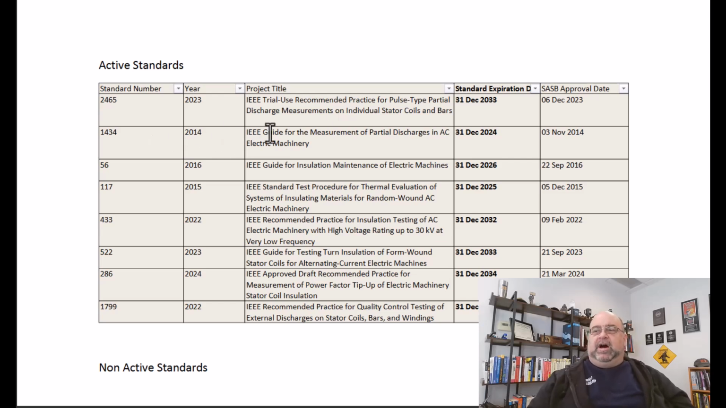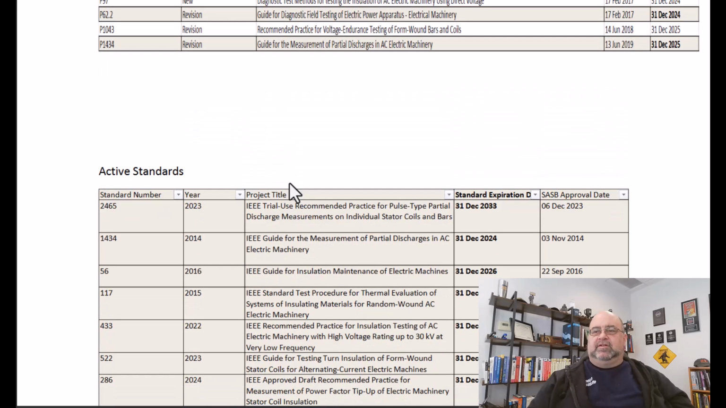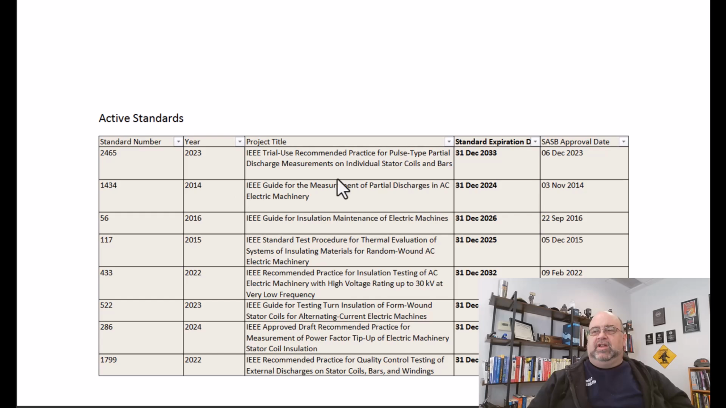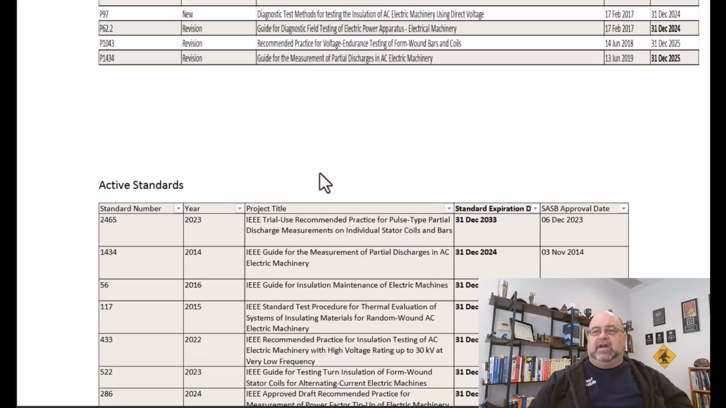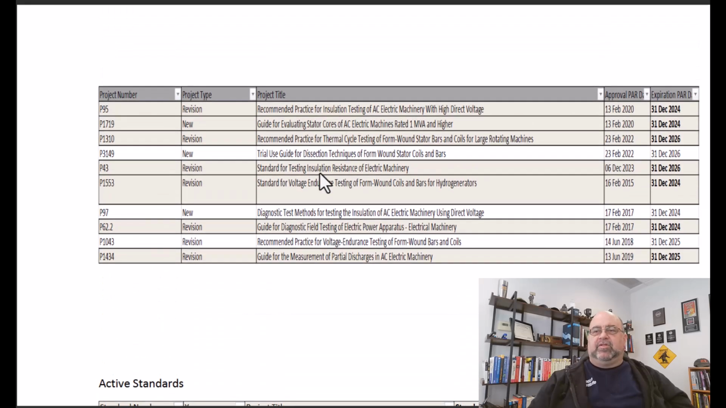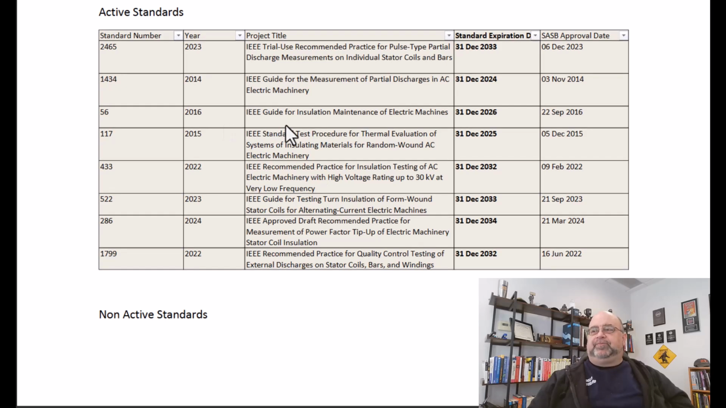1434, IEEE guide. Oh, there it is. Okay, so it's still active for the measurement of PD. So that's still active. 56. This one here we've been discussing, but I don't think it's in active work right now. But we're warming up to it.